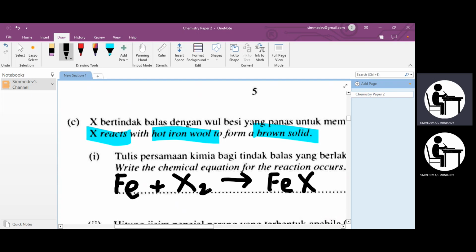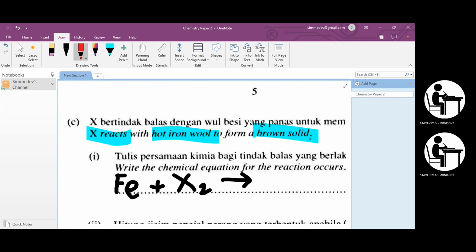So it is X2. And then another thing that you have to think back over here is the information given here. So if you're looking at this, maybe I'd like to emphasize this. All right, forms a brown solid.